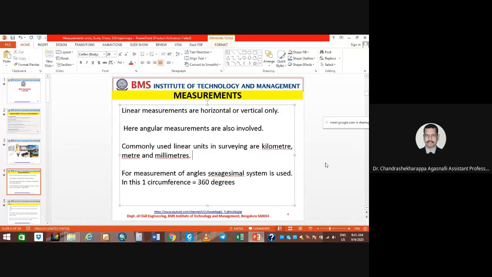So, for the measurement of angles, there is the sexagesimal system used. One circumference is equal to 360 degrees. That we are not using much.